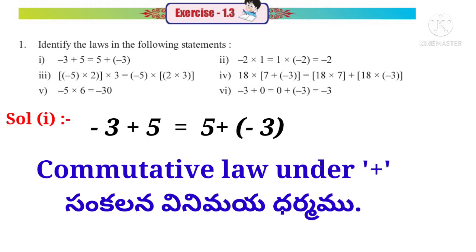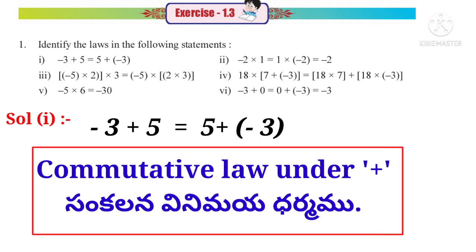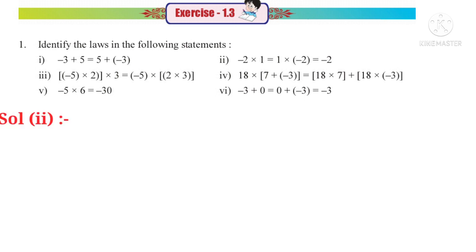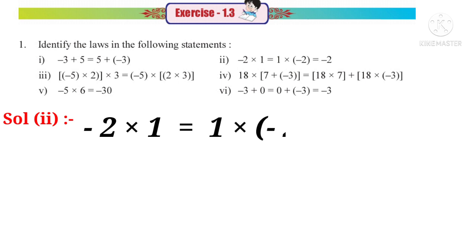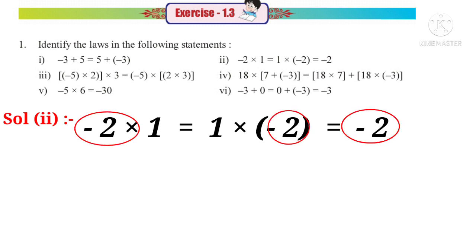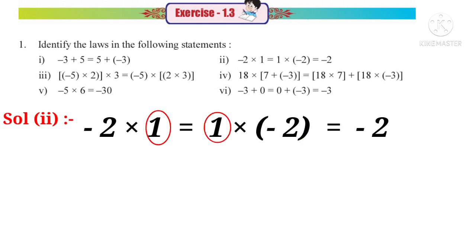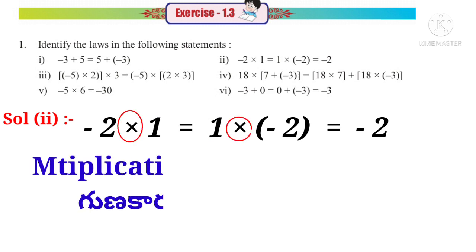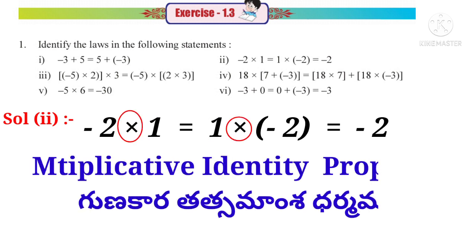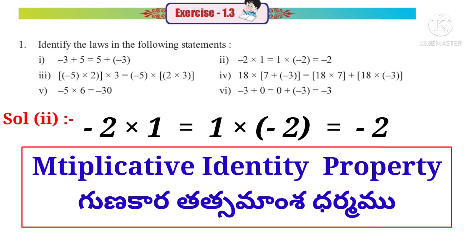Sankalana vinimaya dharmamu leda sthityantara dharmamu. Next, solution 2. Minus 2 into 1 is equal to 1 into minus 2 is equal to minus 2. Here observe that the number minus 2 is multiplied by 1 and it is not changing its value. So this is called the identity property, and here 1 is called the identity element. The operation used here is multiplication. So multiplicative identity, gunakara tatsamamshamu.